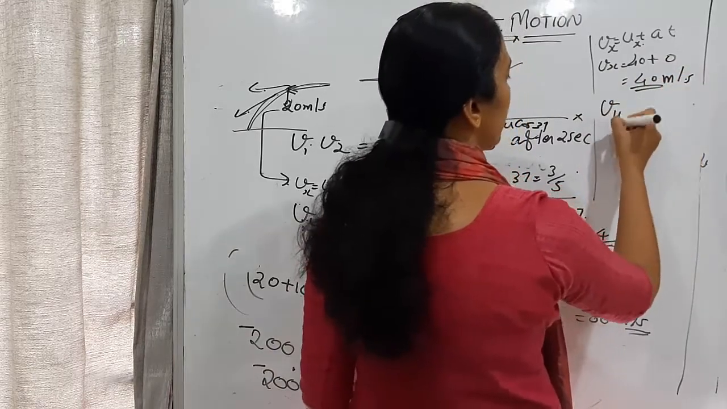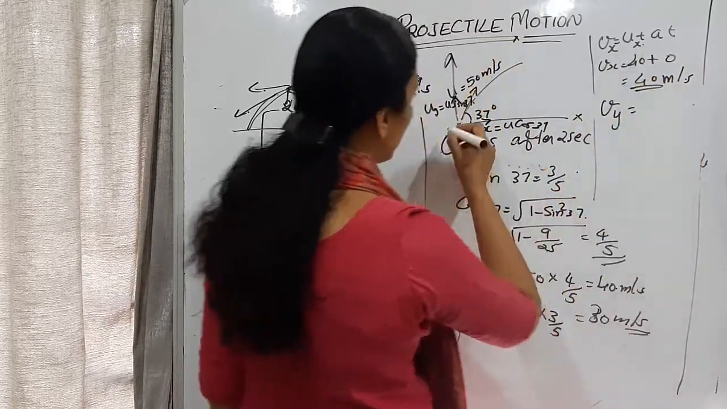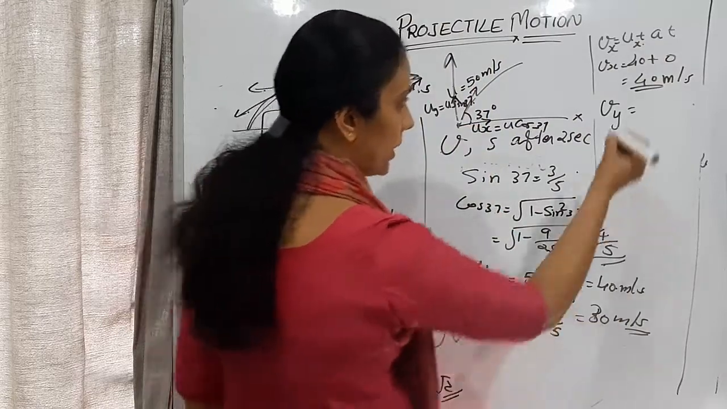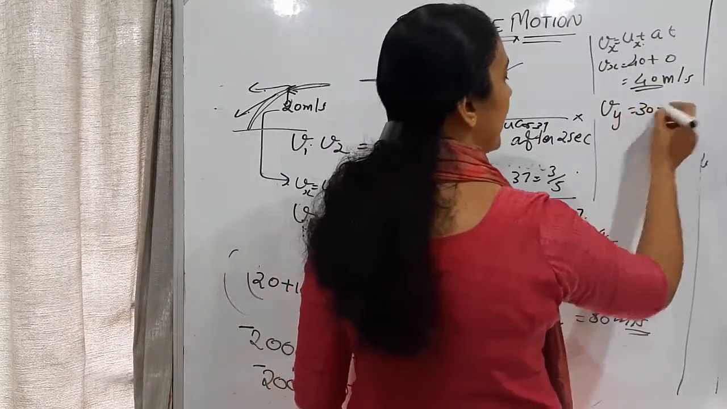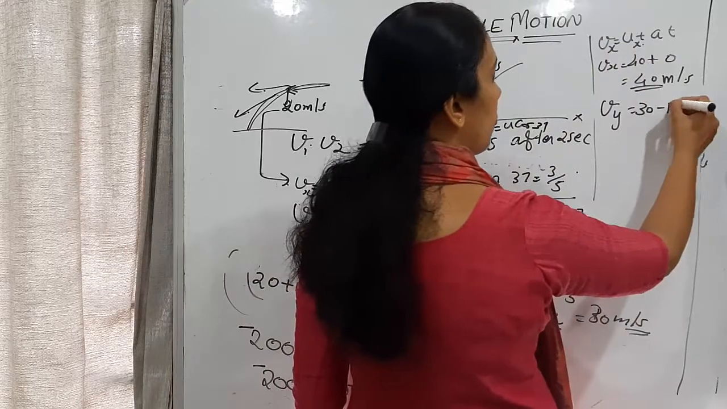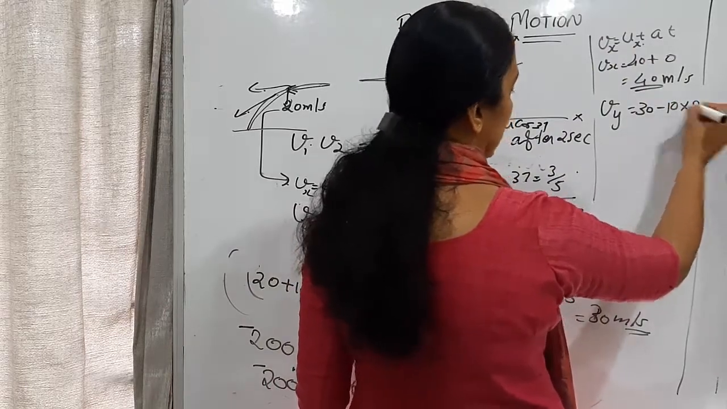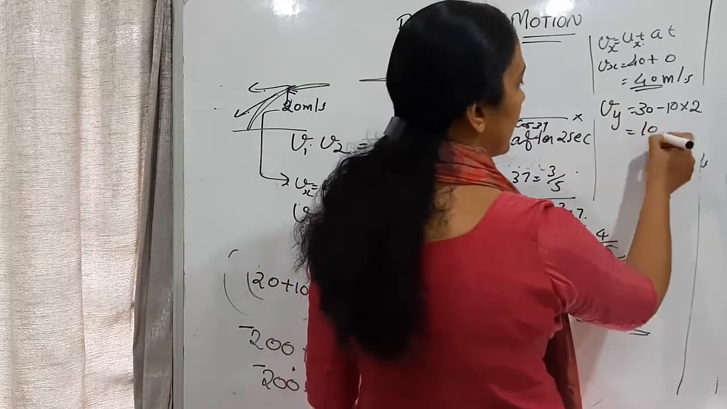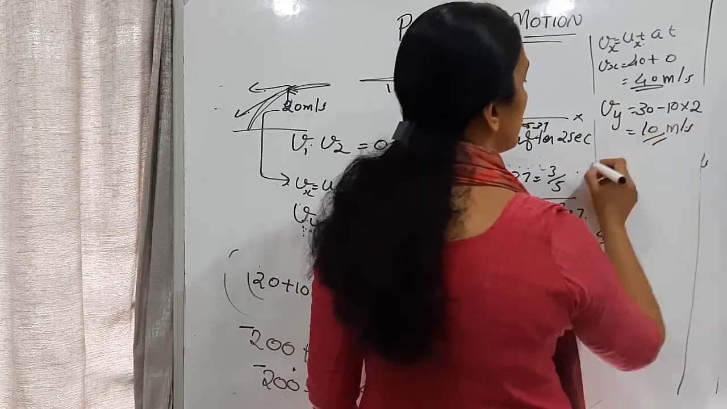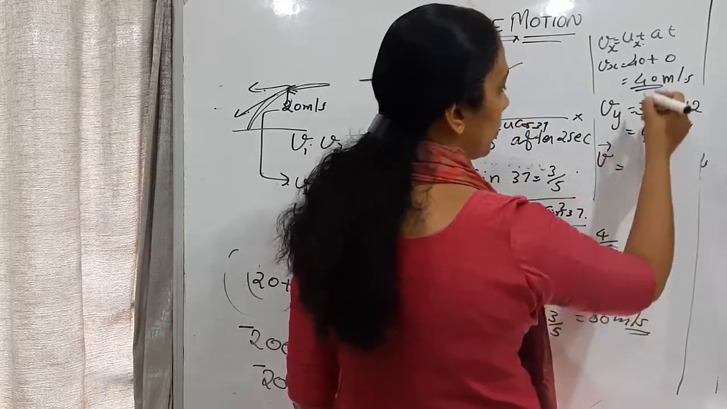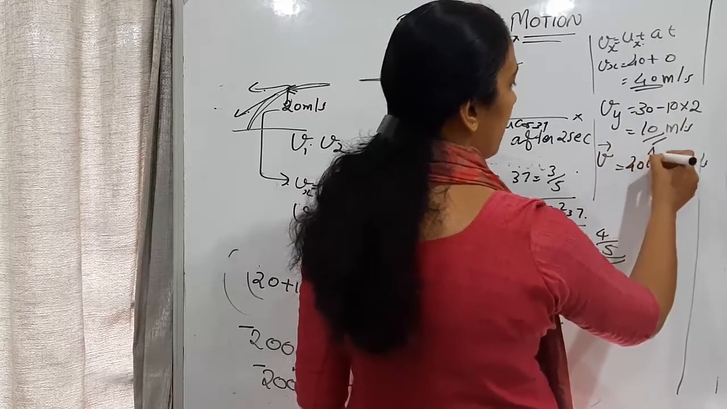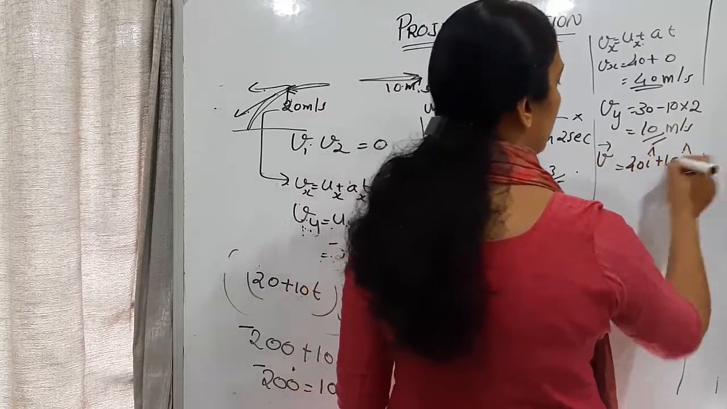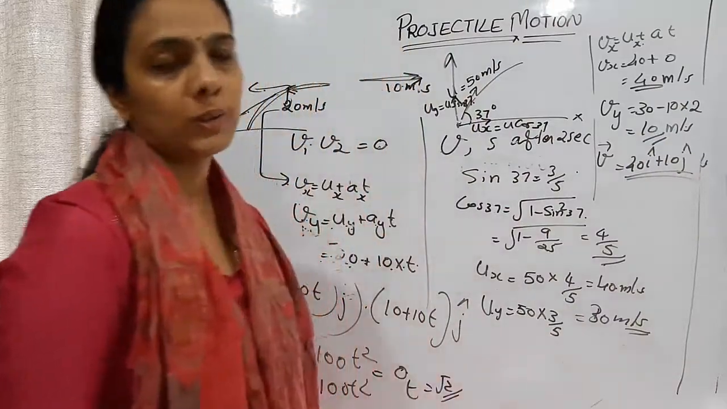And now we can move to vy. Vy equals uy. Uy we got as 30, plus acceleration. It's acting in the upward direction, therefore minus 10 into t, where t is 2 seconds. It's asked for 2 seconds. Therefore, we will get 10 meter per second. So, what is v? V will be equal to 40 i cap plus 10 j cap. This will be the final velocity vector.